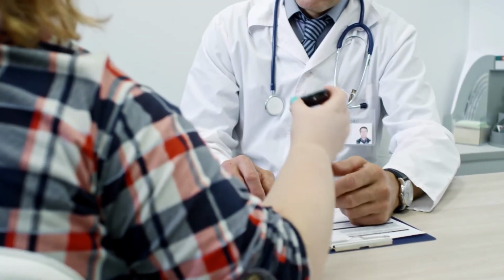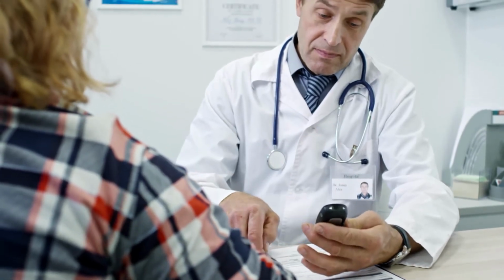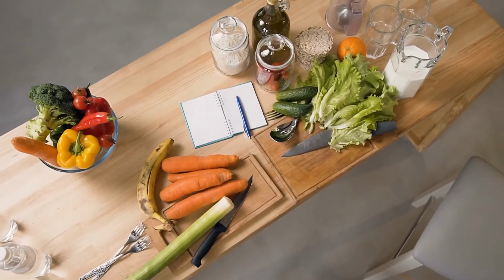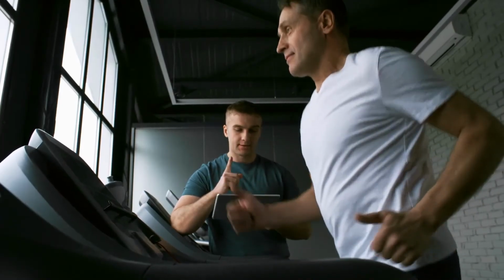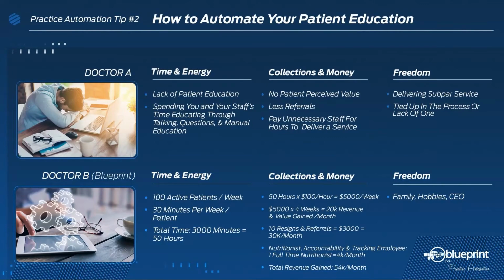A full-time employee to be an accountability person, a nutritionist, someone that tracks your patients to make sure that they're staying on track, that's a full-time employee. An employee is $4,000 a month. Having that type of caliber person that's a nutritionist, a motivational speaker, a person that keeps them accountable, tracks them, $4,000 a month. Easy, maybe more. So total revenue gained is $54,000 per month, okay?